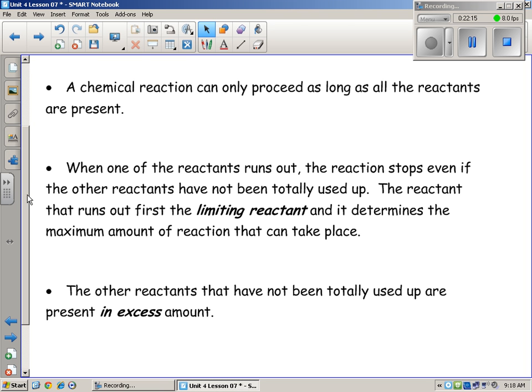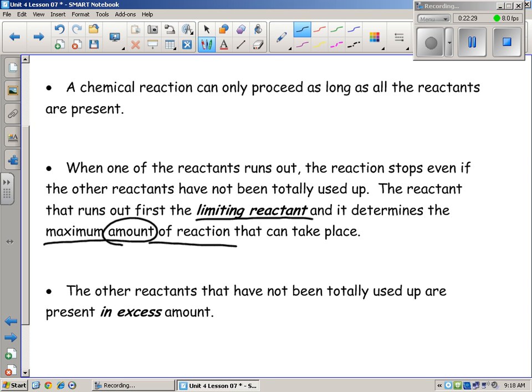The reactant that runs out first is known as what we call the limiting reactant. Okay? And that limiting reactant determines the maximum amount of the reaction that can take place. And when we think about amount, we think about n, of course. So the other reactant or reactants, sometimes there's 3 reactants in a formation reaction, for example, the other ones are what we would call excess, all right?